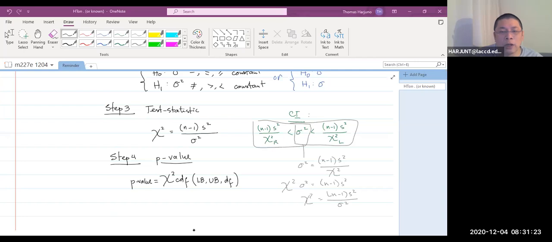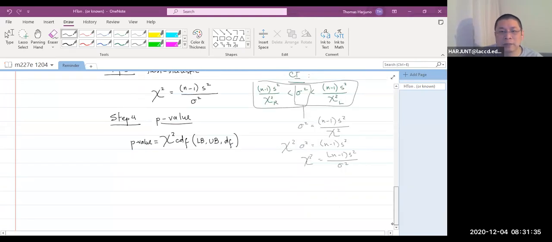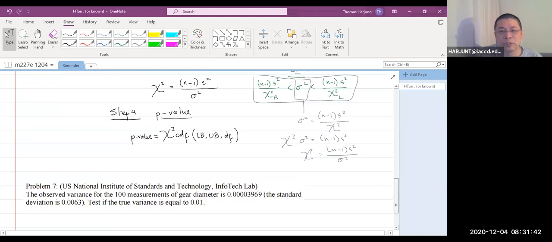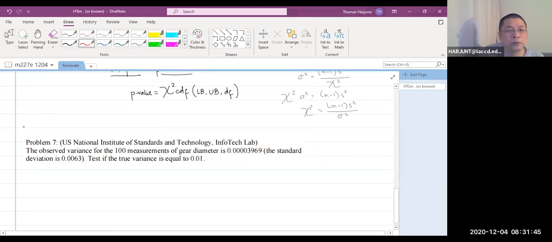From your handout, I will use example or problem number 7 as an example. This is from handout 2, hypothesis testing procedure 2.